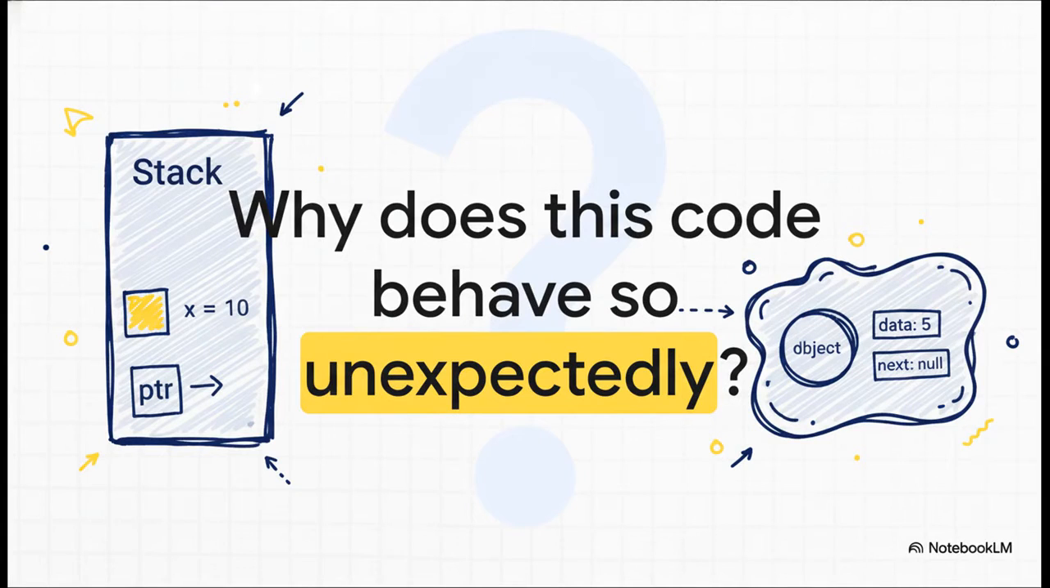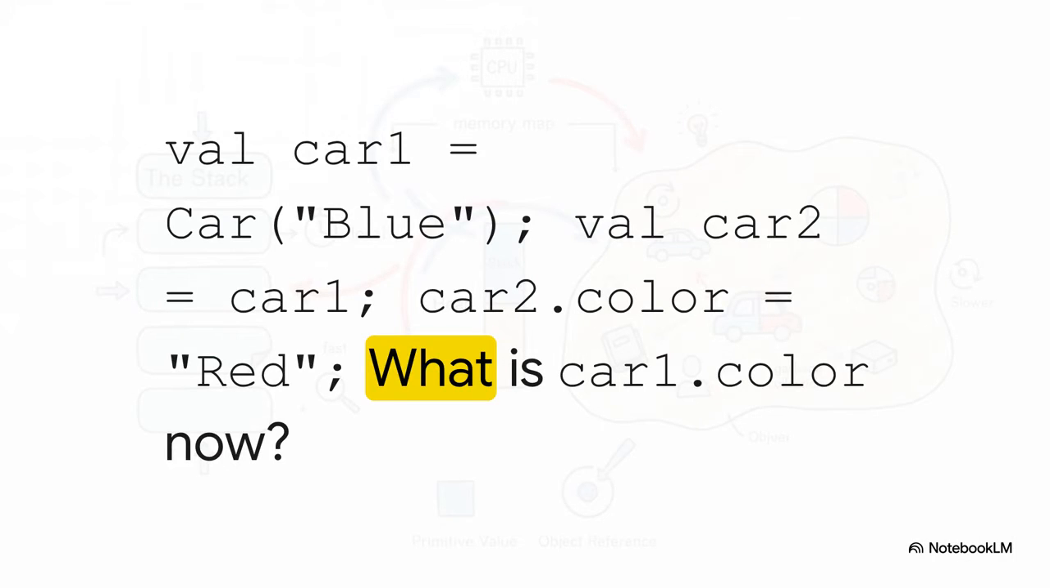All right, let's just dive right in with a classic little programming puzzle. This code seems super straightforward, but its result is really surprising, and it reveals a fundamental secret about how languages like Kotlin, Java, and many others handle their data. So here's the setup. It's really simple. First, we make a new car object, and we say its color is blue. We'll call that car1. Then, we create a second variable, car2, and we just set it equal to car1. And for the final step, we take car2 and change its color to red.